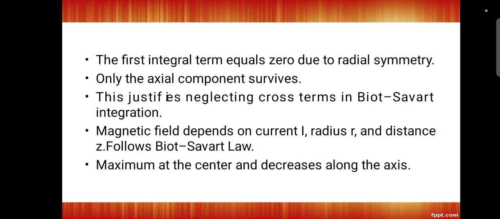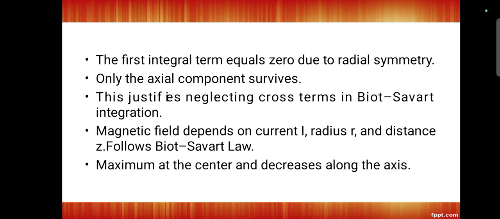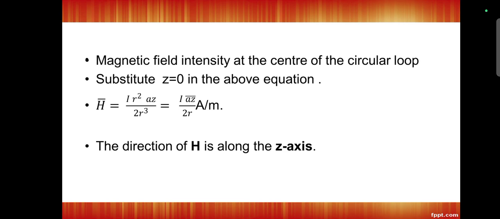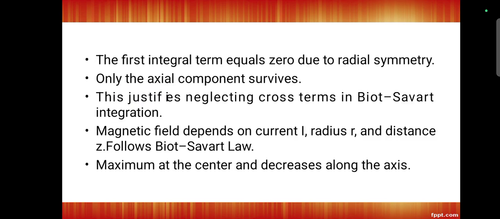The first integral term equals 0 due to radial symmetry. The magnetic field depends on current I, radius r and distance Z, and follows the Biot-Savart law. So here H is the magnetic field intensity due to the circular loop carrying current. H is equal to I az divided by 2r ampere per meter.